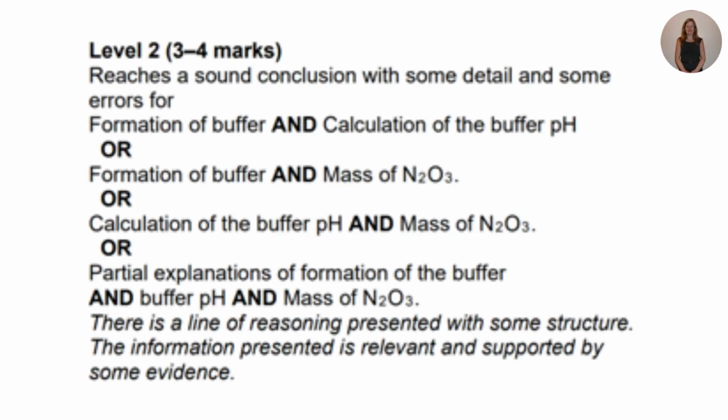For 3 to 4 marks, it may well be that you've only tackled 2 parts of the question to the same standard as someone in the 5 to 6 category. It may well be that you've tackled all 3 parts, but with omissions, there may be some small errors, you may have missed out units. It may be difficult for the examiner to follow your answer.